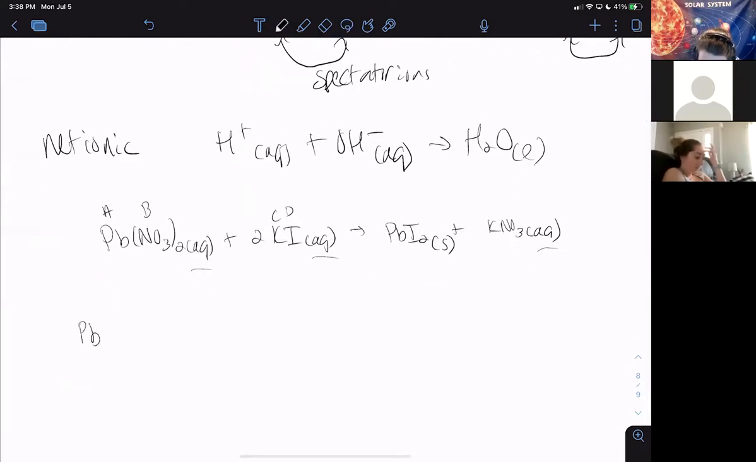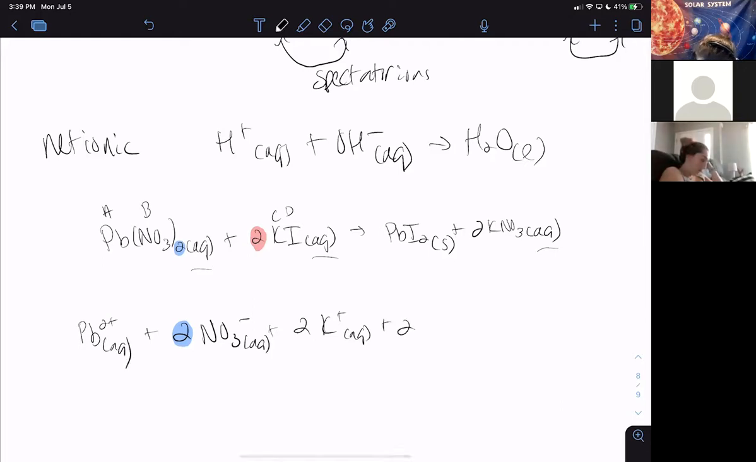So we'd have Pb2+, oh, sorry, you put a 2 there to balance it. Pb2+ + 2NO3-. So because this is here, it's going to go here. So any subscript is going to come out. And then anytime we have a coefficient, it gets applied to all ions. So plus 2K+ (aq) plus 2I- (aq). So as we see, that 2 gets applied across.